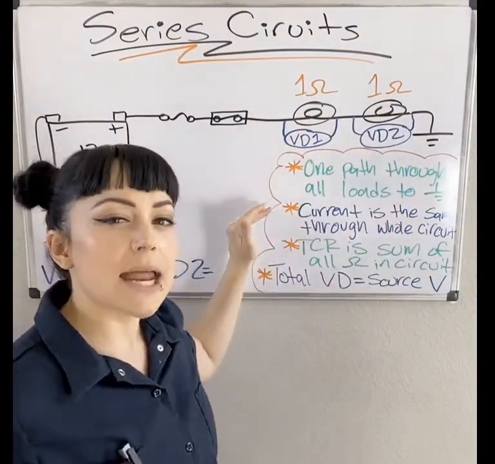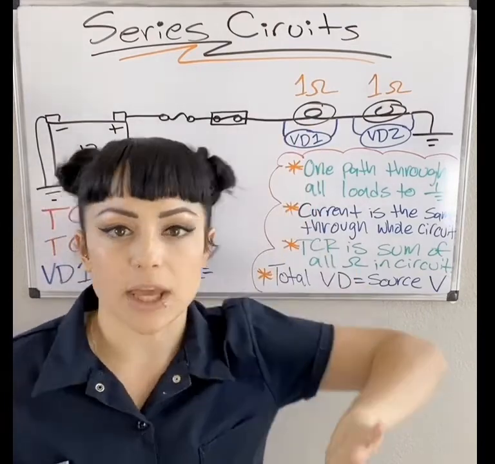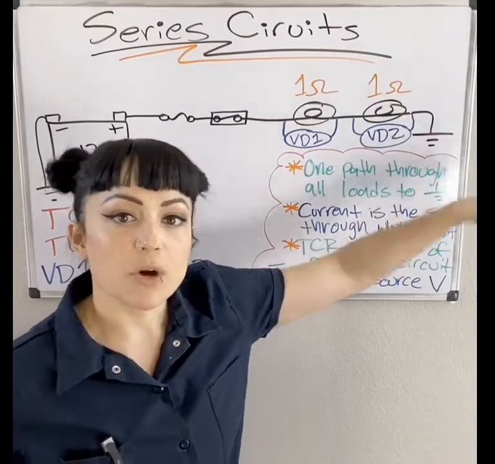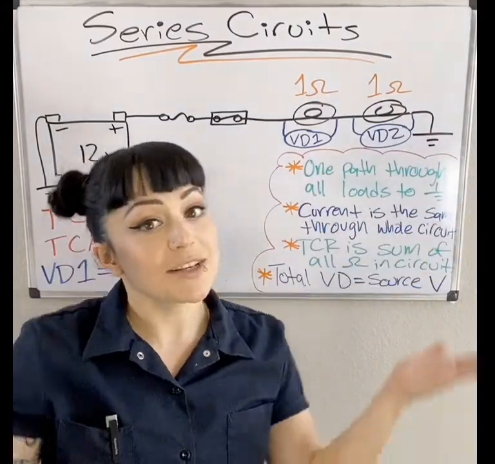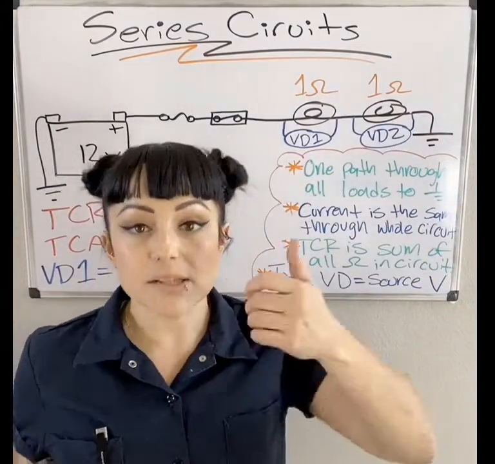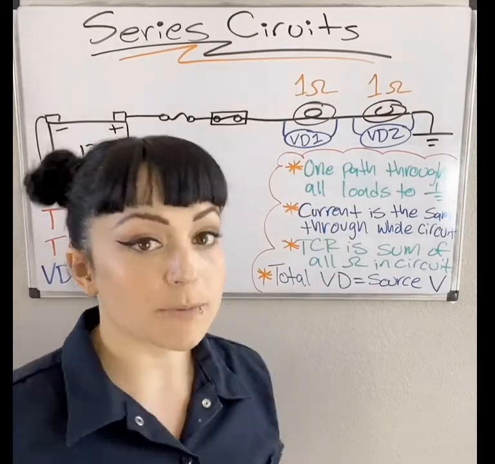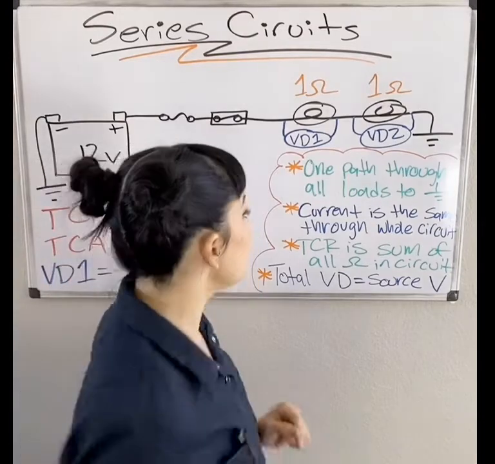Please don't take that as current being the same in every circuit. That's not the case. If I've got 3 light bulbs versus 4 light bulbs versus 5 light bulbs, current is going to be different, right? Because resistance is going to be different, either higher or lower, whether we add light bulbs or take them away. So just keep that in mind.